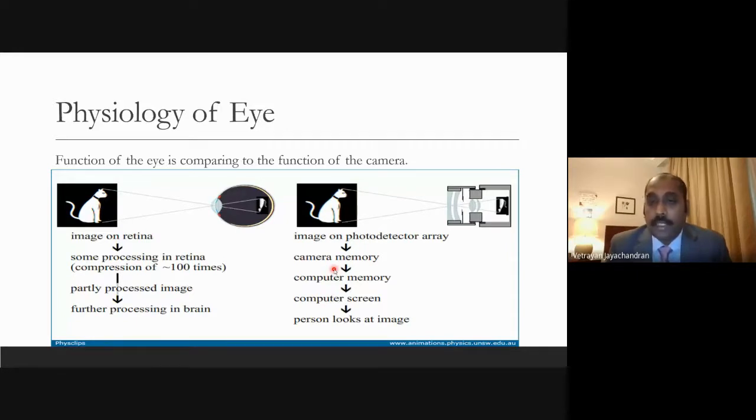The same as in a camera: the photo detector carries the images and they are stored in the camera memory. Then it goes to the computer, then comes to the computer screen, and you are able to see the images. So next we're going to see a small video regarding the physiology of the eye.